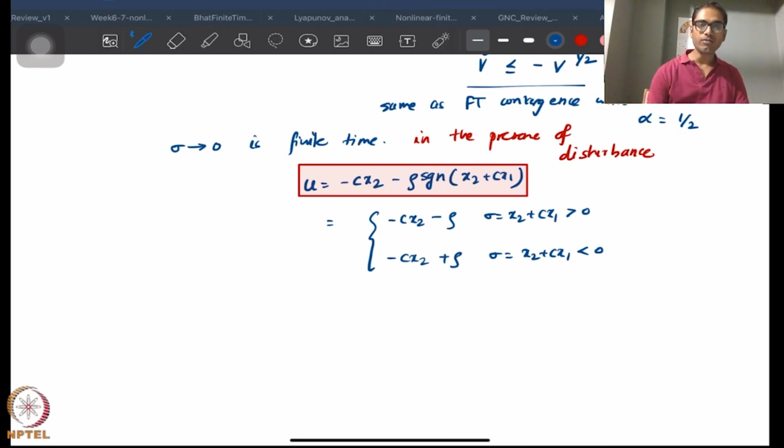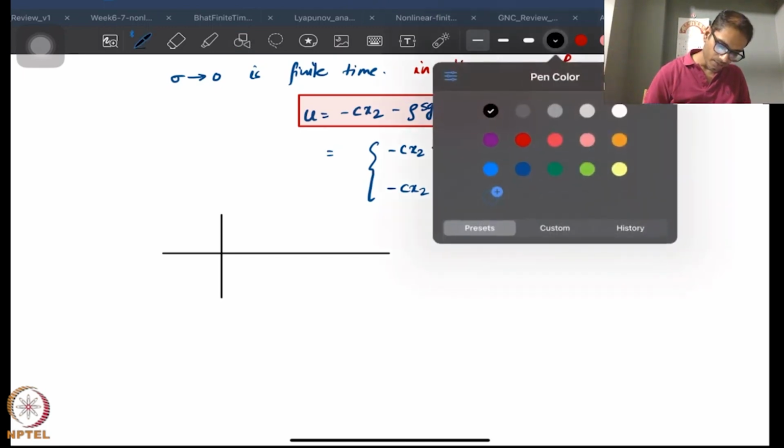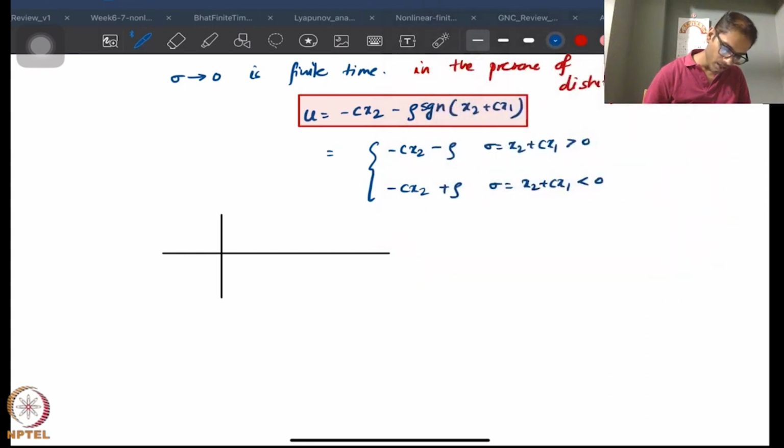So you can imagine that what will happen is, if you look at the plots, the sliding variable will behave in a very nice way. It will converge in finite time. It will just do this.